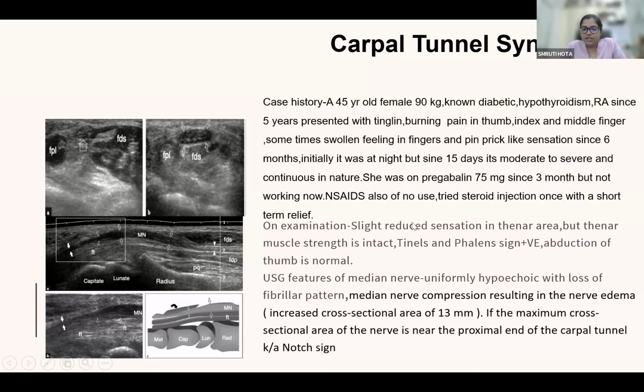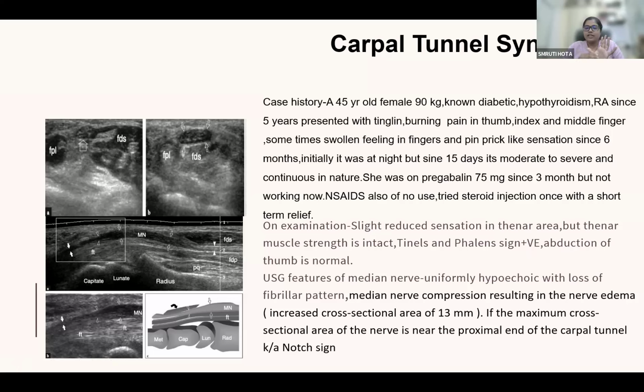On examination, there was slightly reduced sensation in the thenar area, because all of you know the anatomy, the median nerve supplies the thenar muscles, but thenar muscle strength is intact. That means the compression is not that severe. Tinel sign and Phalen's sign are positive. As we have discussed the special tests, Tinel's and Phalen's signs are positive, and abduction of the thumb is normal. Regarding the function of the median nerve supply, the abductor of the thumb is supplied by the median nerve.